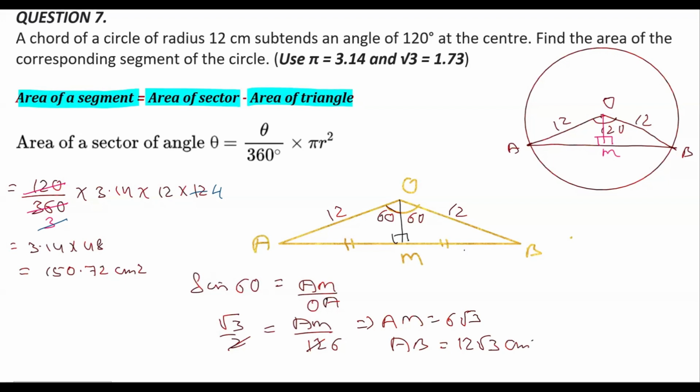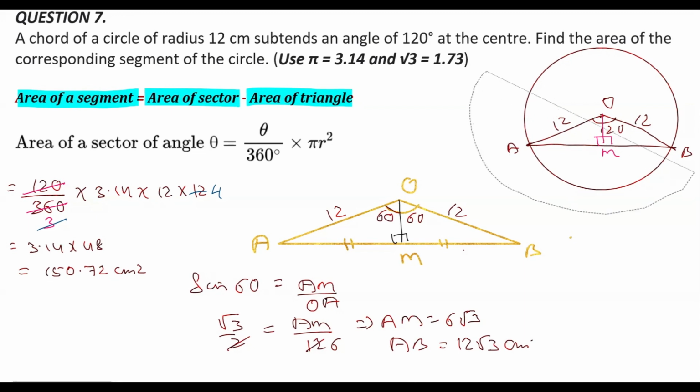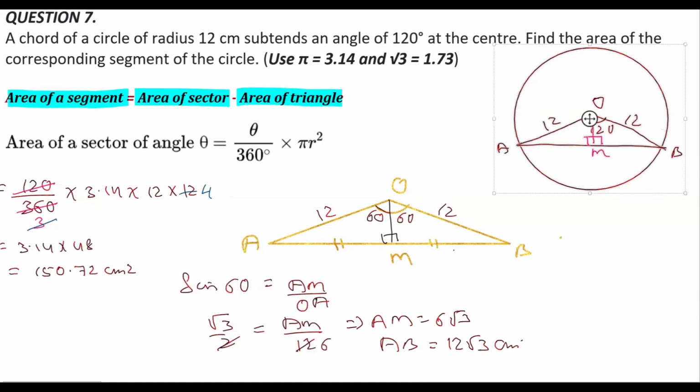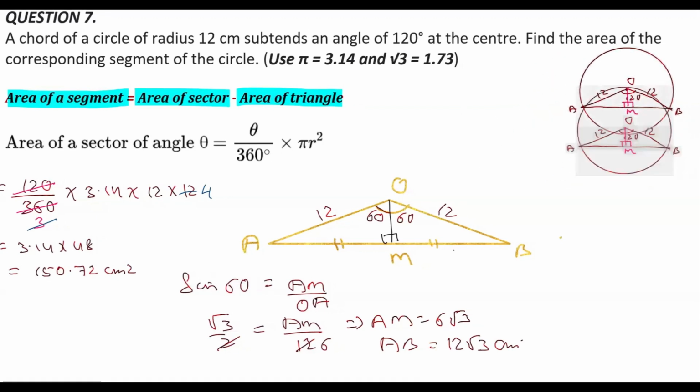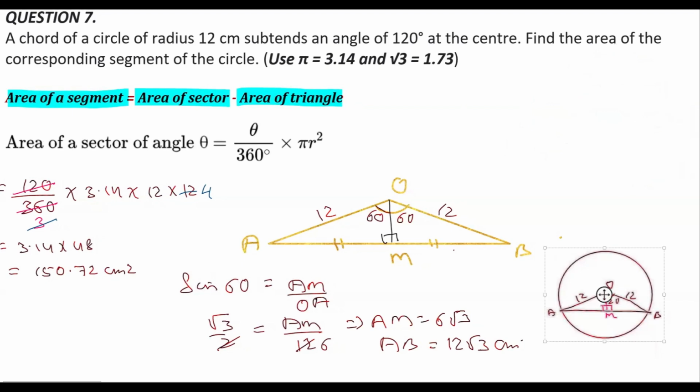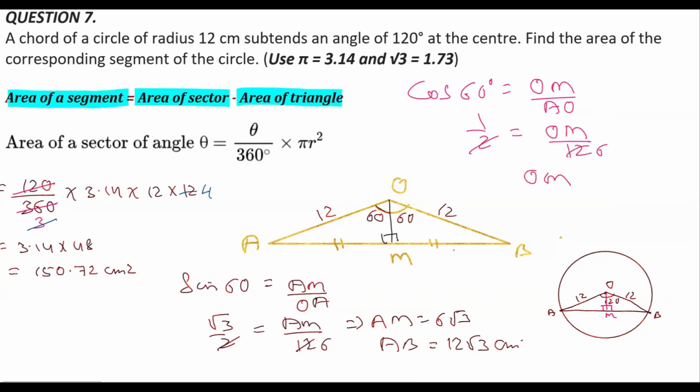In the next part, I'm going to find the altitude here. To get the altitude, we'll be using cos, and cos 60 is what? Base by hypotenuse. OM is the base and hypotenuse is AO. Cos 60 is half, and this is OM over AO, which is 12. Reducing it by 6 times, we got OM, which is the altitude, as 6 centimeter.